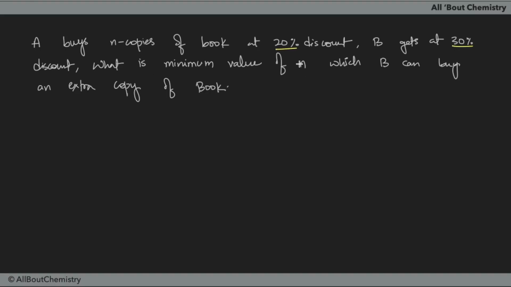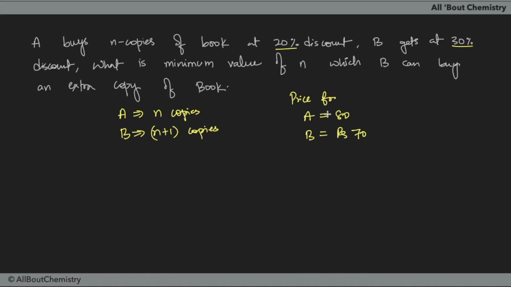What is the minimum value of n for which B can buy an extra copy of the book? Let's say A buys n copies, whereas B gets 1 extra copy, so that means n plus 1 copies. Let's say the price is 100 rupees. The price for A is 80 rupees because he is getting a 20% discount, and the price for B is 70 rupees because he is getting a 30% discount.